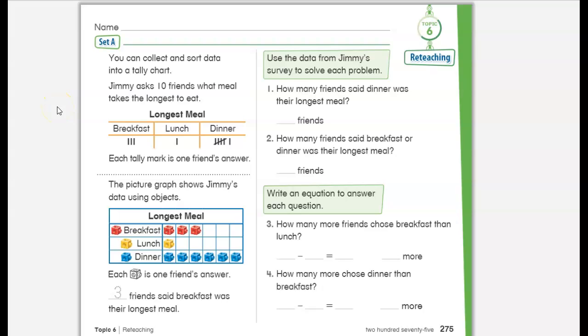For today's math lesson, we are going to be completing a reteaching activity together. Yesterday, we finished our last lesson in topic 6, so now we are going to be preparing to take our test.